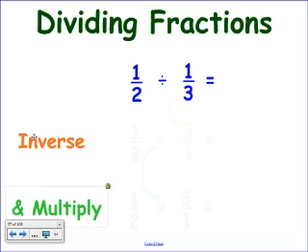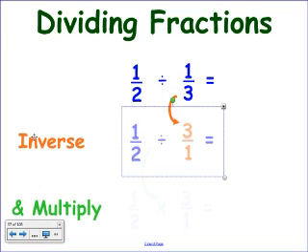We do something called inverse and multiply. Okay, so the way you deal with dividing fractions is you do something called inverse and multiply. What do we inverse? Flipping over the second fraction. So the fraction doing the division, you flip it. So it becomes 3 over 1. Okay, so that's called inversing. So I've inversed 1 over 3, it's become 3 over 1.